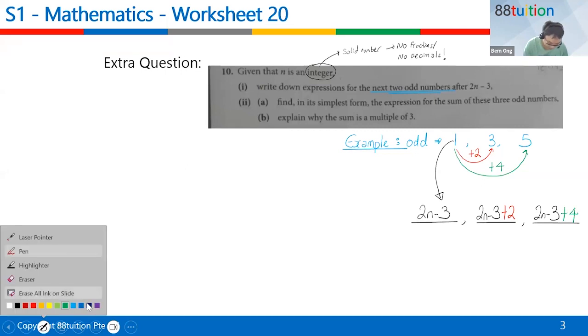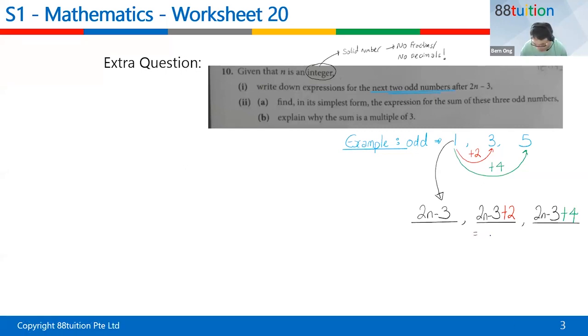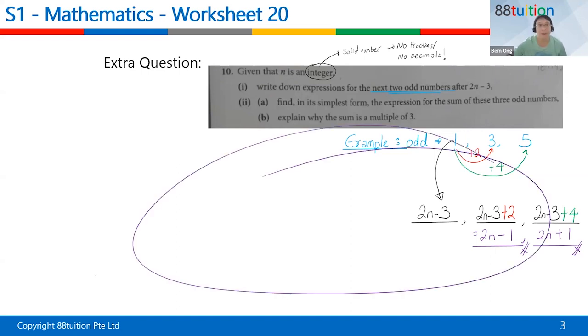After that, you are able to simplify. So it's 2n minus 3 plus 2 is 2n minus 1. This one is 2n minus 3 plus 4 is 2n plus 1. Can you see or not? So these are the two expressions, children. Do you understand? Yes, you can substitute a random number and see that it works. Okay, no problem. It will work. Children, understand or not?